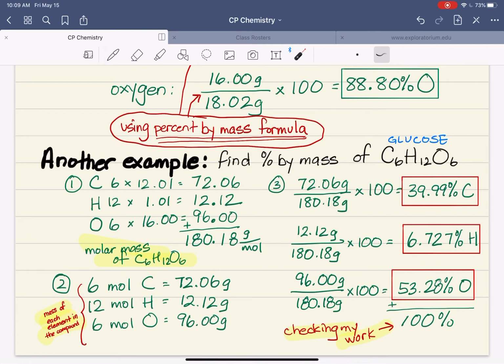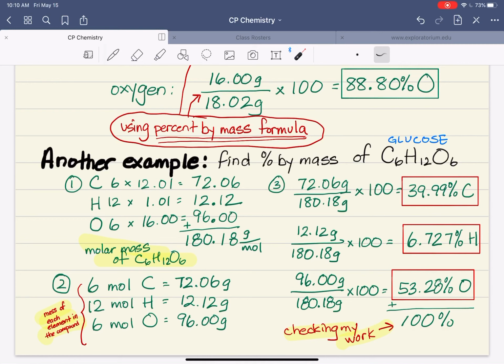All right, and then the last thing we have to do is take those masses and go ahead and calculate what the percent by mass is. So we're going to take each one of these and divide it by the whole molar mass. And that's going to give us 39.99% carbon, 6.727% hydrogen, and 53.28% oxygen. And of course, I added these up to double check. They do add up to 100%.